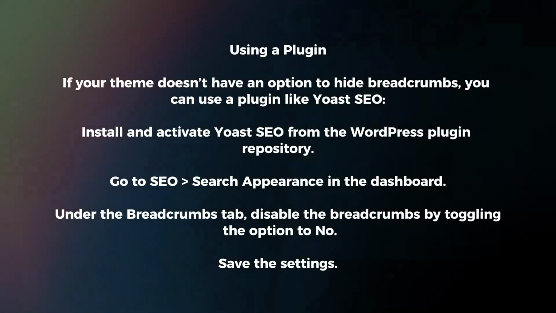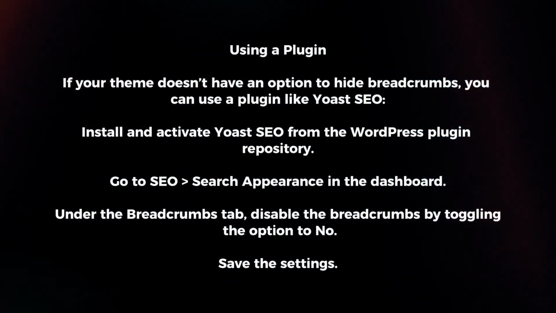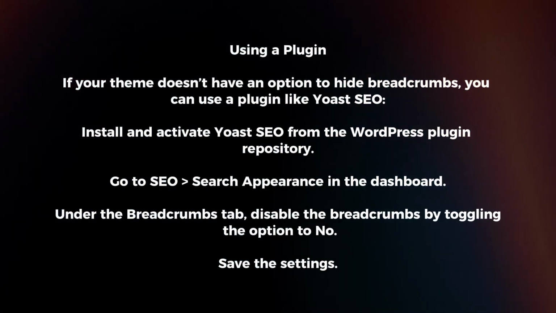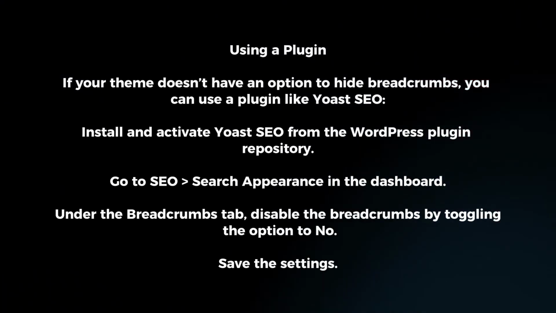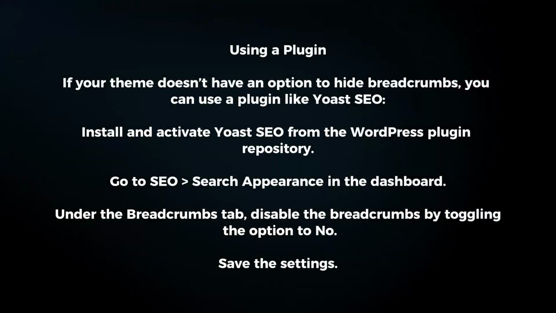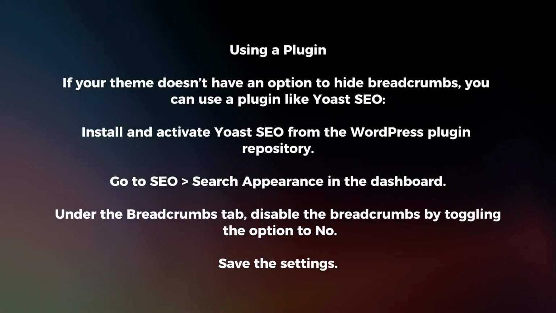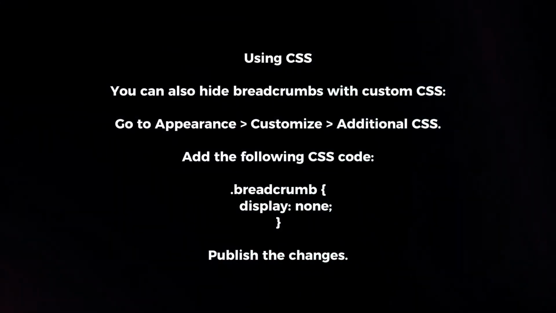Using a plugin. If your theme doesn't have an option to hide breadcrumbs, you can use a plugin like Yoast SEO. Install and activate Yoast SEO from the WordPress plugin repository. Go to SEO, search Appearance in the dashboard. Under the Breadcrumbs tab, disable the breadcrumbs by toggling the option to No. Save the settings.